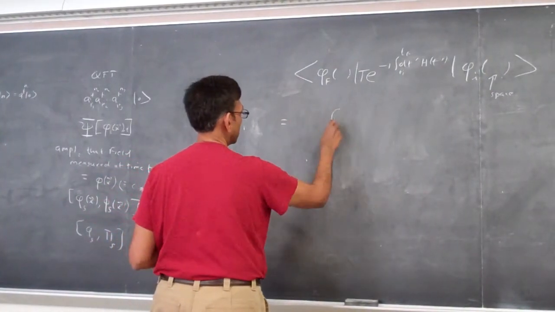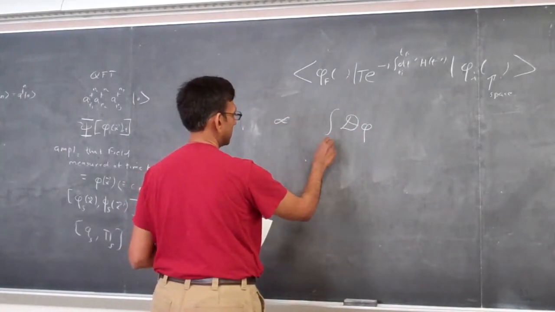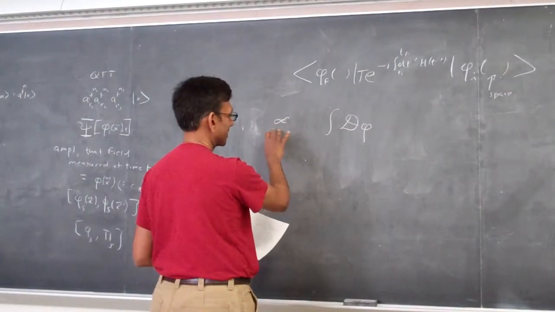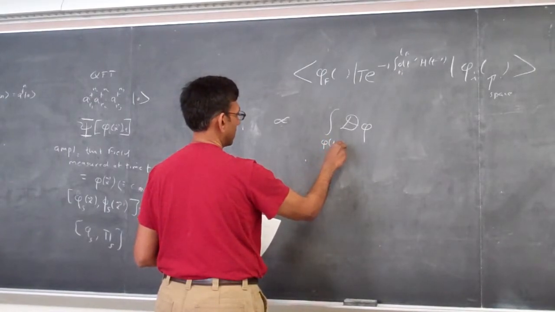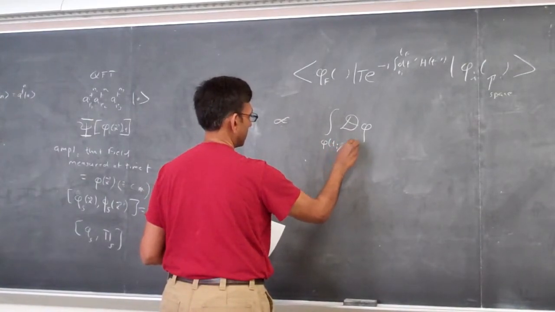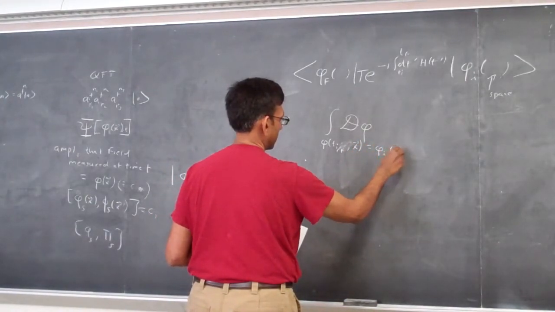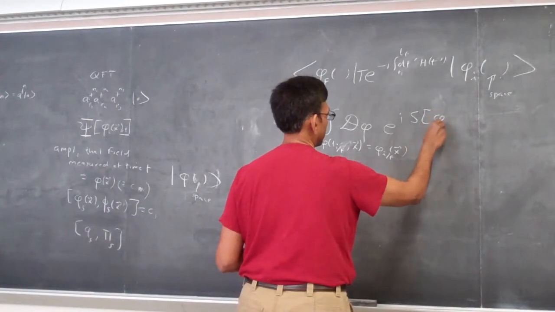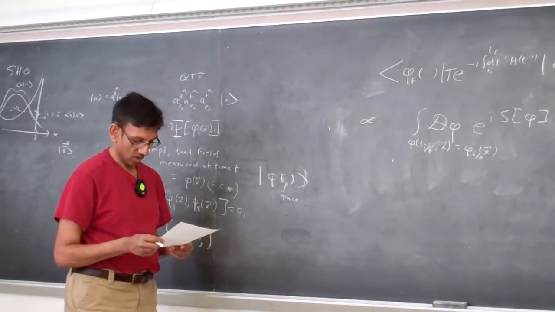And the answer has turned out to be proportional to, if you're being fussy, which we should be, just worry about it. Let's just say it's only proportional to phi of t_i and x, initial or final, x is equal to phi initial or final, e to the i S of phi. So this is where we had got to.